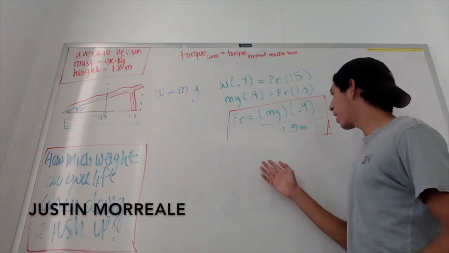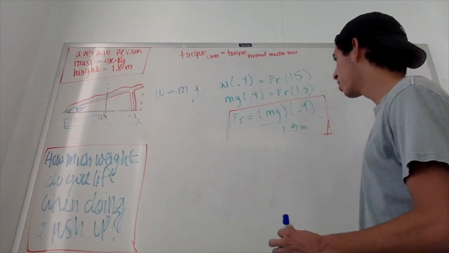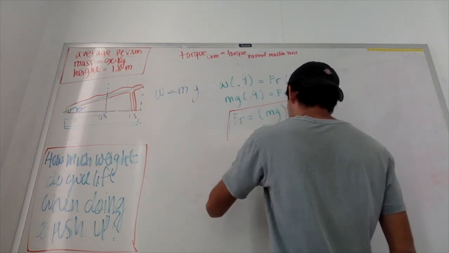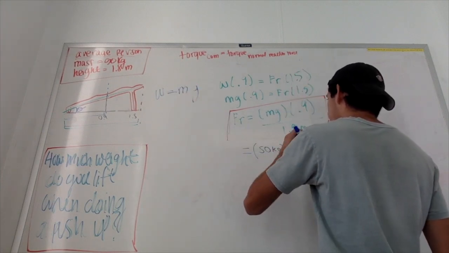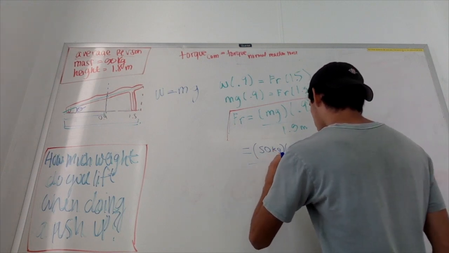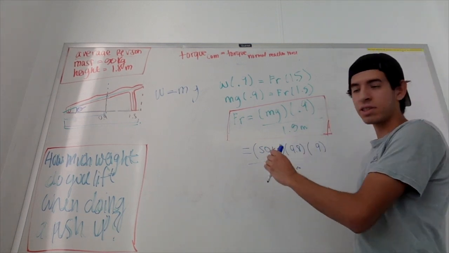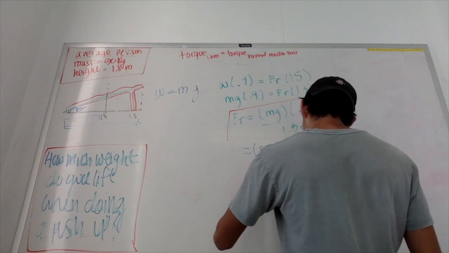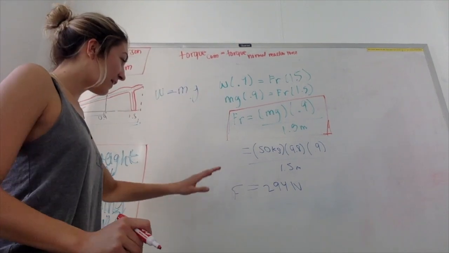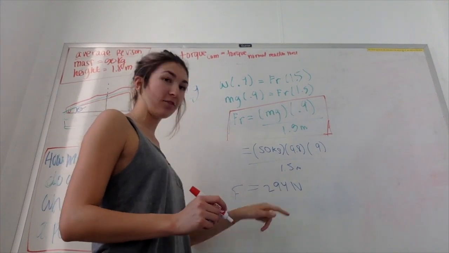From here we have our formula, and now we have to plug in our numbers for the variables. In this case we'll have mg, which is 50 kilograms times 9.8 as gravity, times 0.9, which is the center of mass, divided by the length of the arms, which is 1.5 meters. Then you calculate all this together, and you'll get 294 newtons.